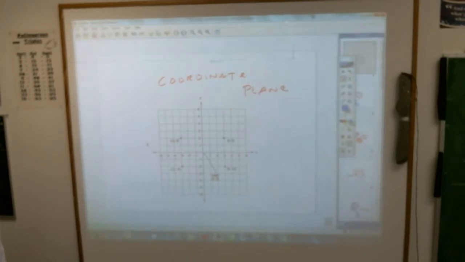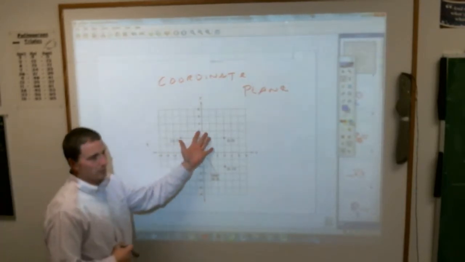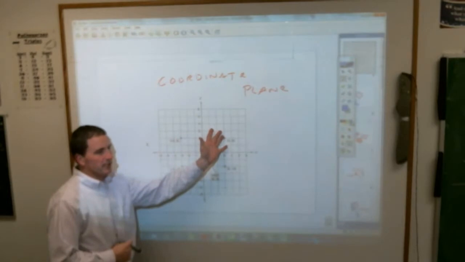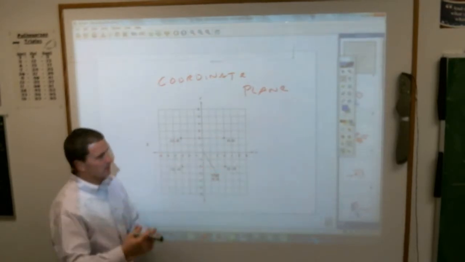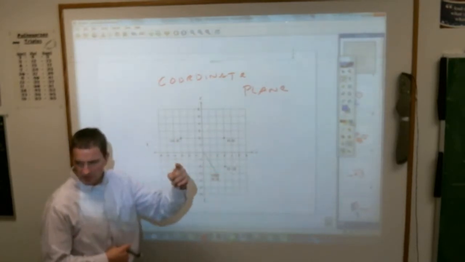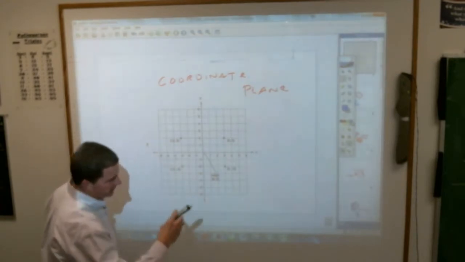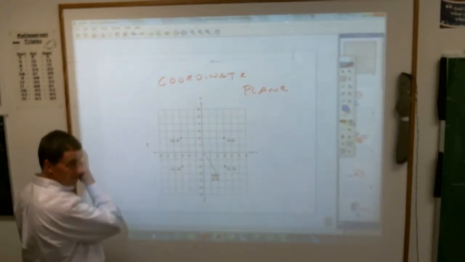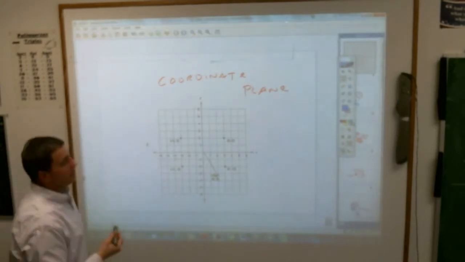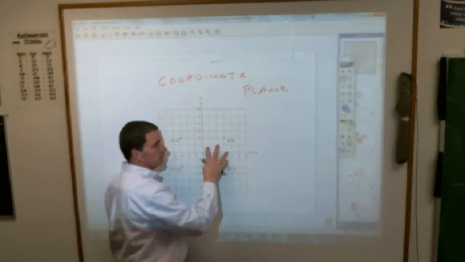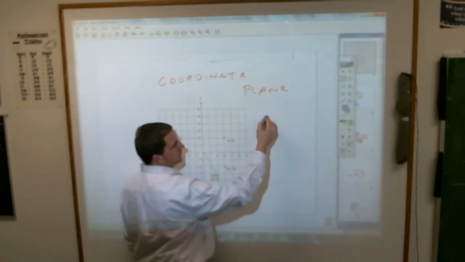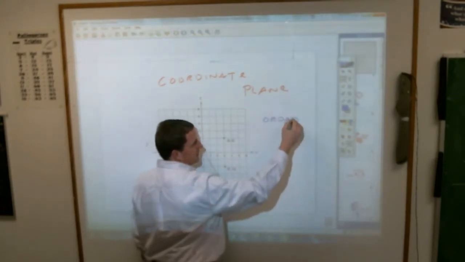Longitude and latitude, which is really nothing more than one gigantic coordinate plane wrapped around the Earth. Latitude goes the equator way and longitude goes the other way. So it's good to know this just because it has its applications there, and how you tell where your location is by what we call an ordered pair.